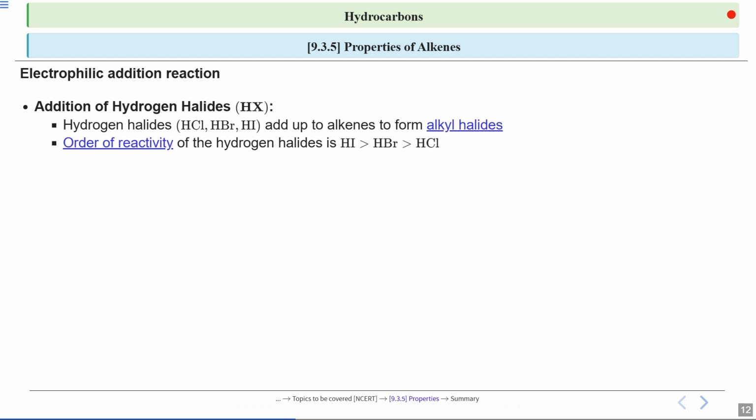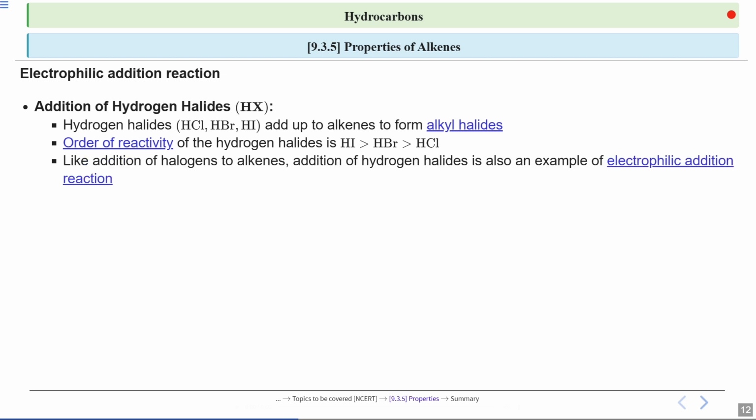You know it very well that the size of iodine is very large. Due to this, the bond length is larger as compared to HBr and HCl, and hence it can be easily broken. Further, just like when we add halogen to alkenes, adding hydrogen halide is also an example of electrophilic addition reaction. This means the alkene's double bond acts as an electron-rich area that attracts the electrophile, which is the hydrogen atom in HX. This is a fundamental reaction type in organic chemistry.